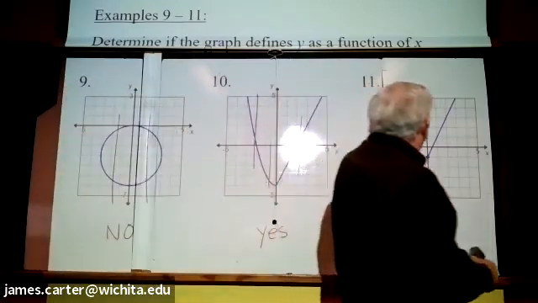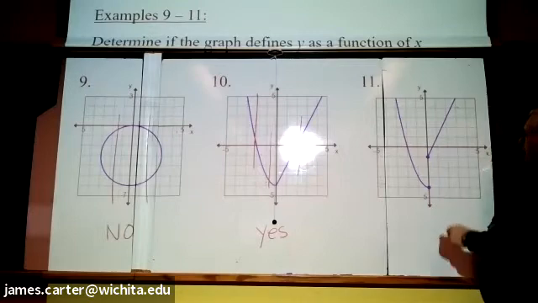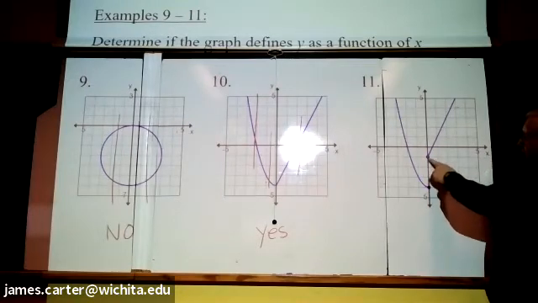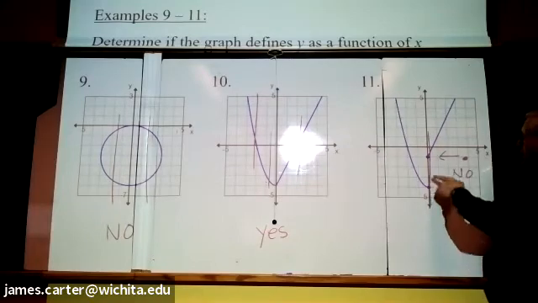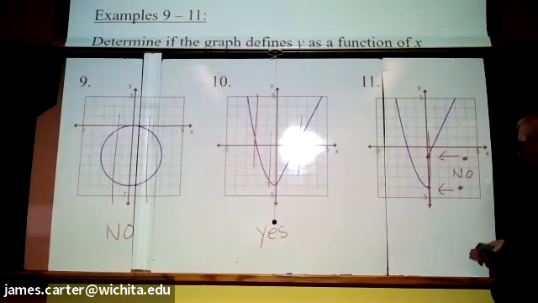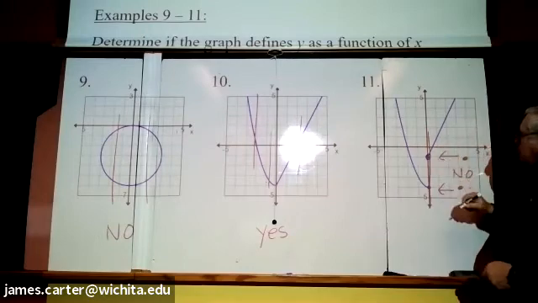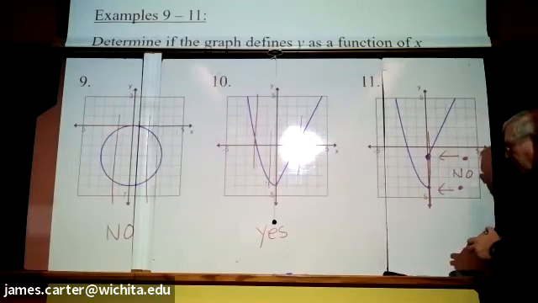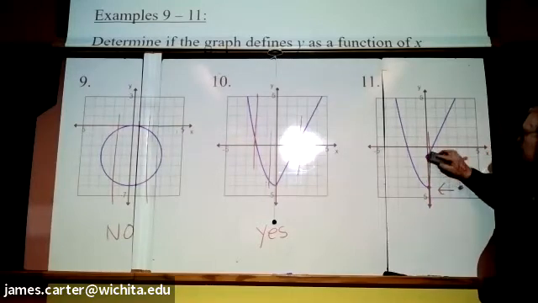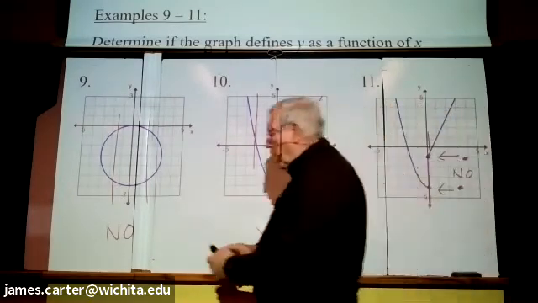Now, this one is what we call a piecemeal graph. It's got a piece of a graph and then it's got a piece of another graph. Here you see, because these are closed dots, that means that those values are included. Now, if that's included, then there are two y values for this singular x value, and the answer would be no. Now, if either of these was an open circle instead of a closed circle, then there would be only one y value, and the answer would become yes. So there are certain ways we can manipulate a graph to see if we want it to become a function or not.